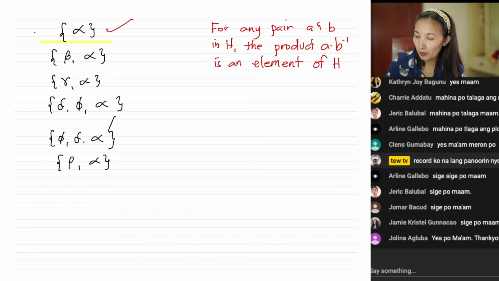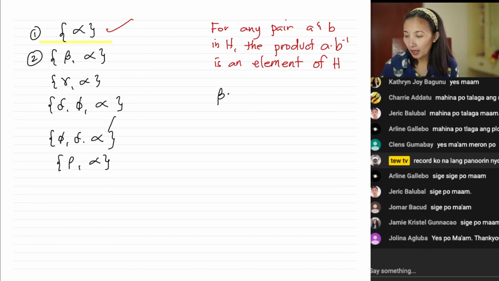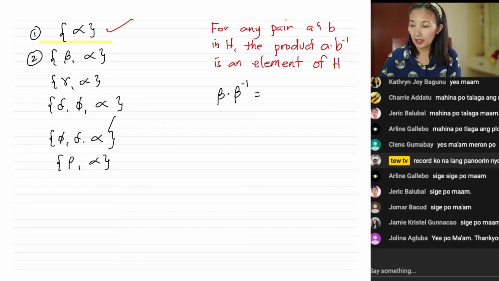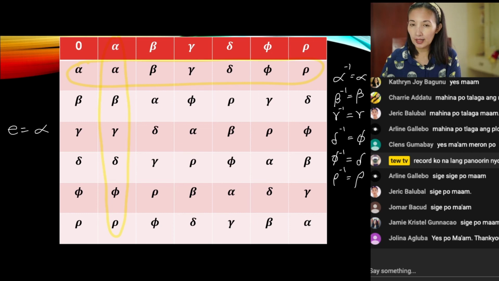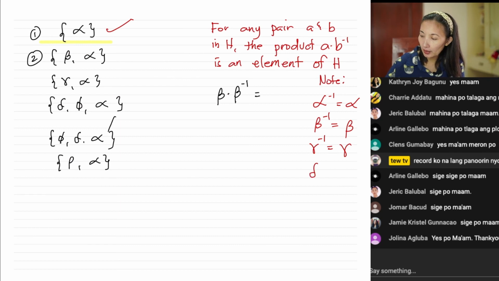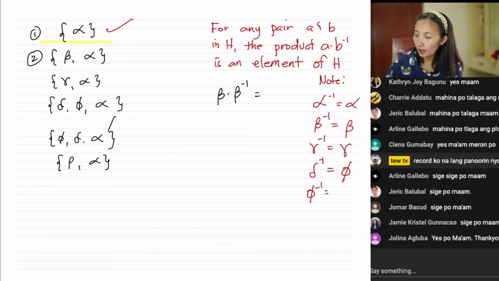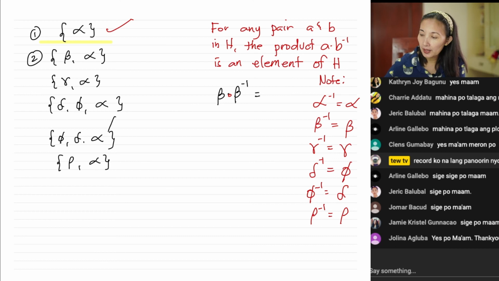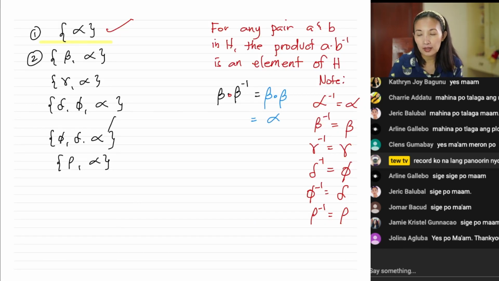So we're done with the first. How about number two? Is beta times beta inverse found in the set? What is beta inverse? Once again, beta inverse is beta. Alpha inverse is alpha itself. Gamma inverse is gamma itself. Delta inverse is phi. Phi inverse is delta. And rho inverse is rho. So, beta circle beta inverse, what is it equal to? It is simply beta circle beta, because beta inverse is beta, and beta circle beta is alpha. The answer here is alpha. It's found in the set.